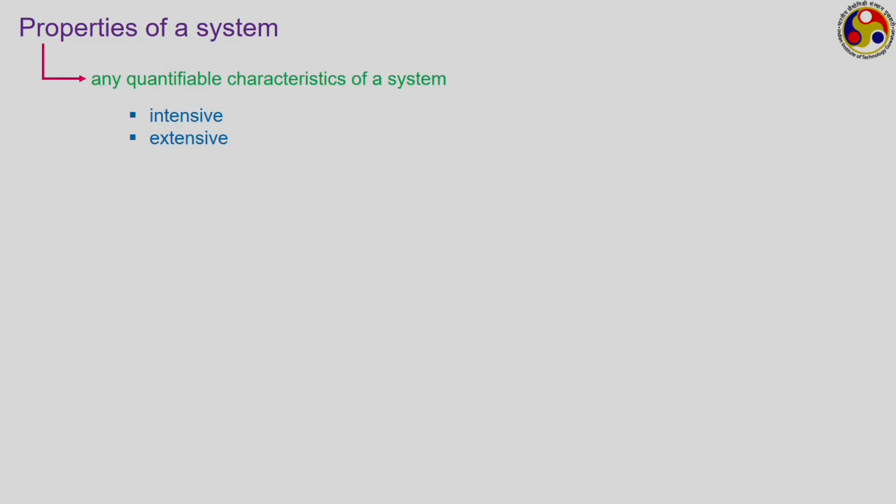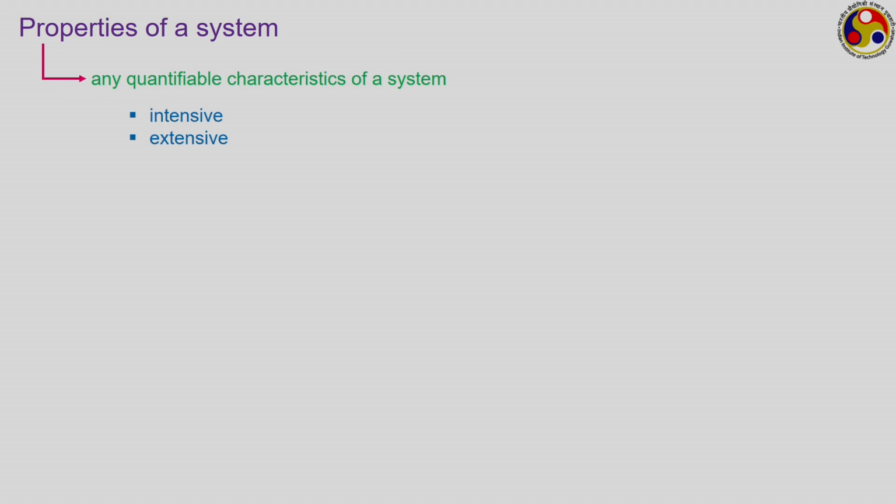Now, to quantify or rather to identify the physical condition of a system, we need to define the properties. Properties are any quantifiable characteristics of a system. So, anything that you can think about which can be quantified can be identified as a property. And properties can be classified into two categories: intensive and extensive. Intensive properties are independent of the mass or size or extent of the system, whereas extensive properties are dependent on the mass or size or the extent of the system.